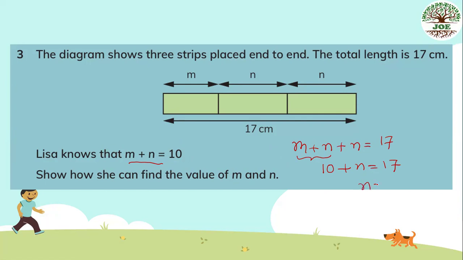So N must be 17 minus 10, which is 7. So N is 7. We know M plus N is 10. And N is 7. So M plus 7 is 10. So M is 10 minus 7, 3. 3 plus 7 is 10. So M is 3 and N is 7. These are the answers for M and N.